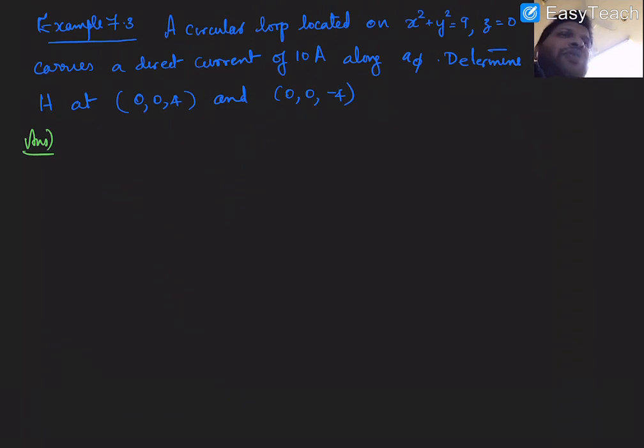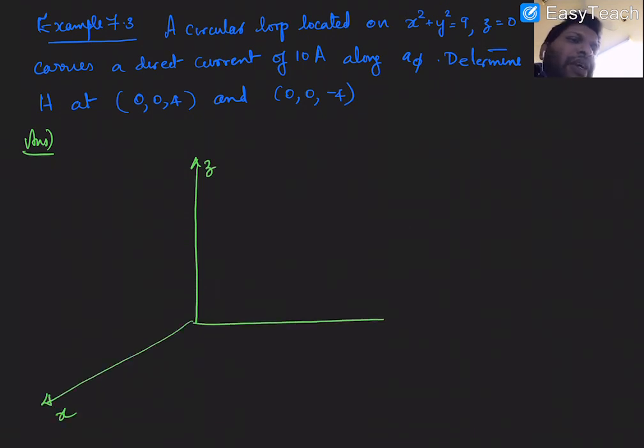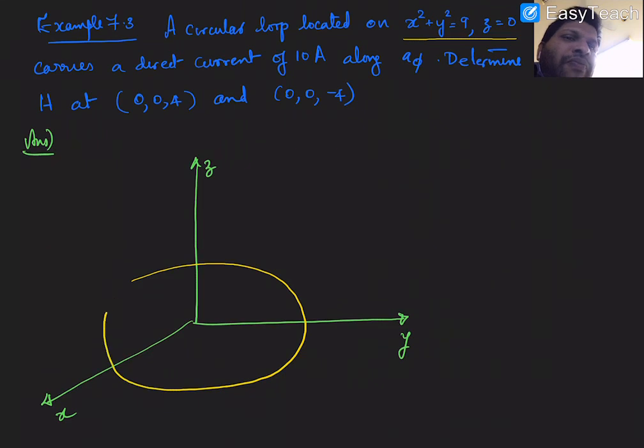So first of all, we will represent this in a coordinate system. So we have the z-axis, x-axis and y-axis. Okay. Now this is a circular loop. You see here the circular loop is at x square plus y square is equal to 9 and z is equal to 0. So it is very clear that it is in the xy plane.